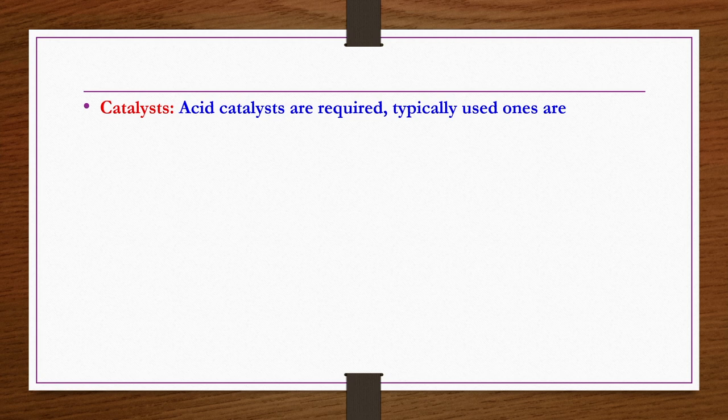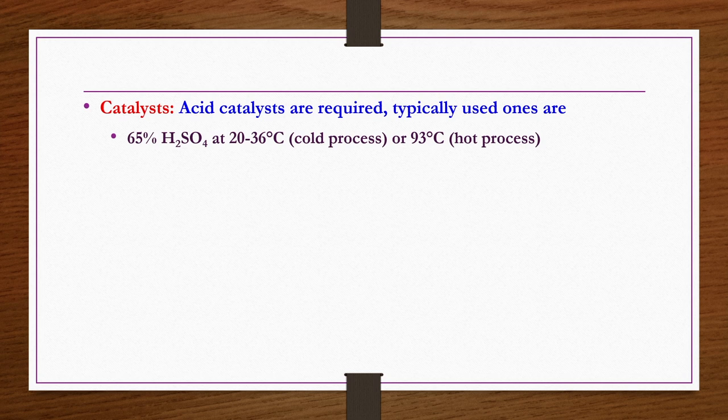What are the catalysts used for such kind of polymerization? Liquid catalyst or solid catalyst are in general used. These are acid in nature, so acid catalysts are required. Typically used ones are 65% H2SO4 at 20 to 36 degrees centigrade if it is a cold process, or 93 degrees centigrade if it is a hot process.